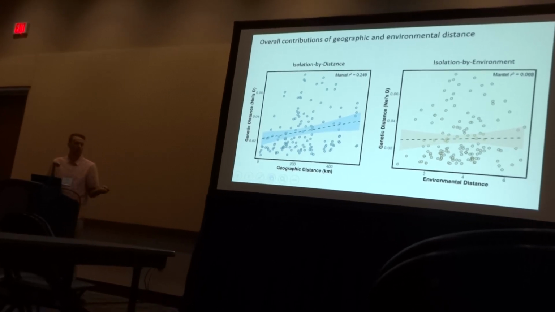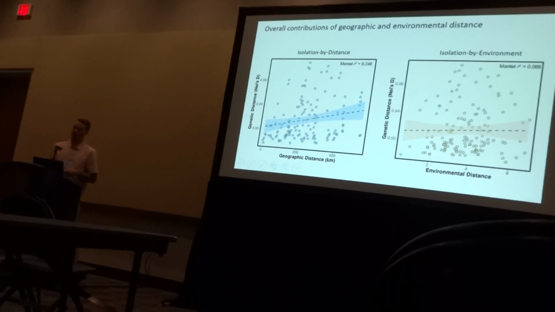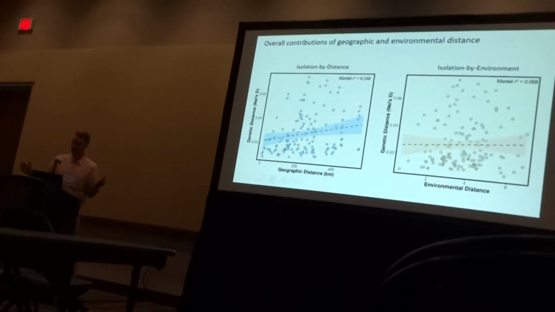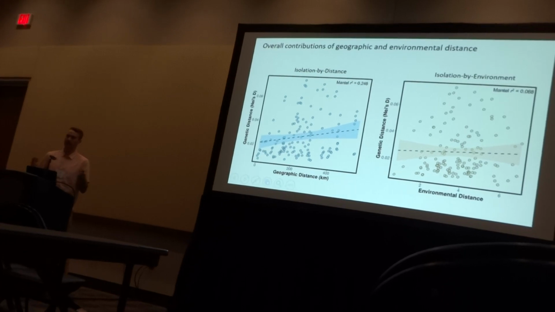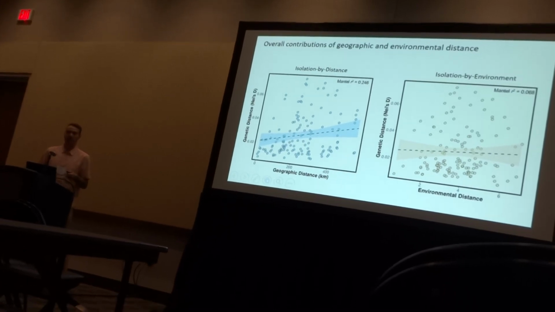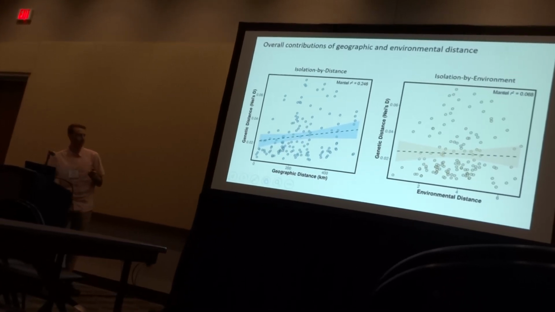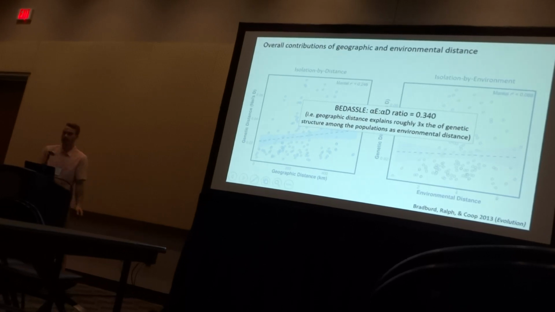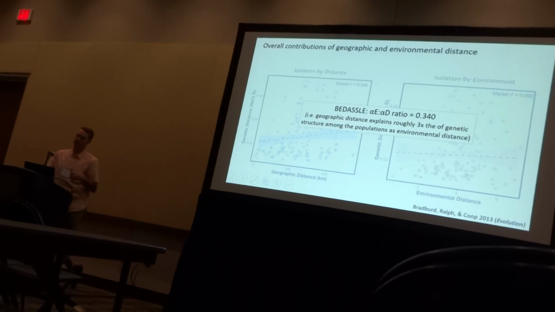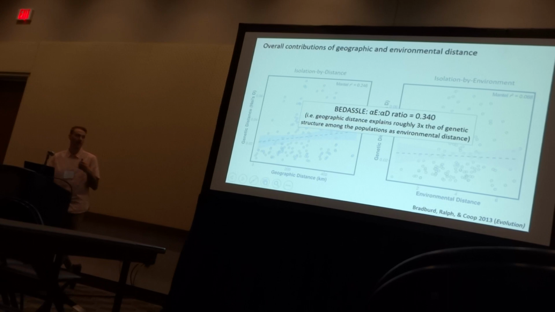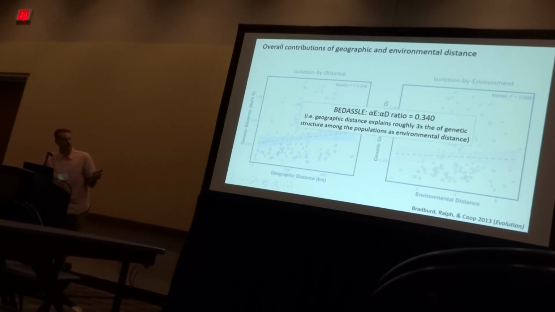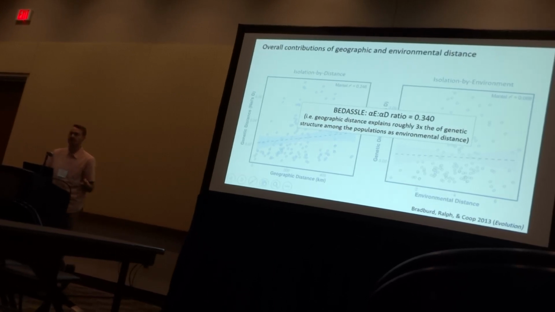Why these correlations are important: they don't really get at how geography and environment drive genetic partitioning or genetic structuring, and they're hard to compare in effect size. So what we did was use this program, BEDASSLE. It's a hierarchical Bayesian model that tries to quantify the extent to which allele frequency shifts are explained by geography and environment. And we found that geographic distance roughly explains 3 times the amount of the genetic structure among populations as environmental distance.